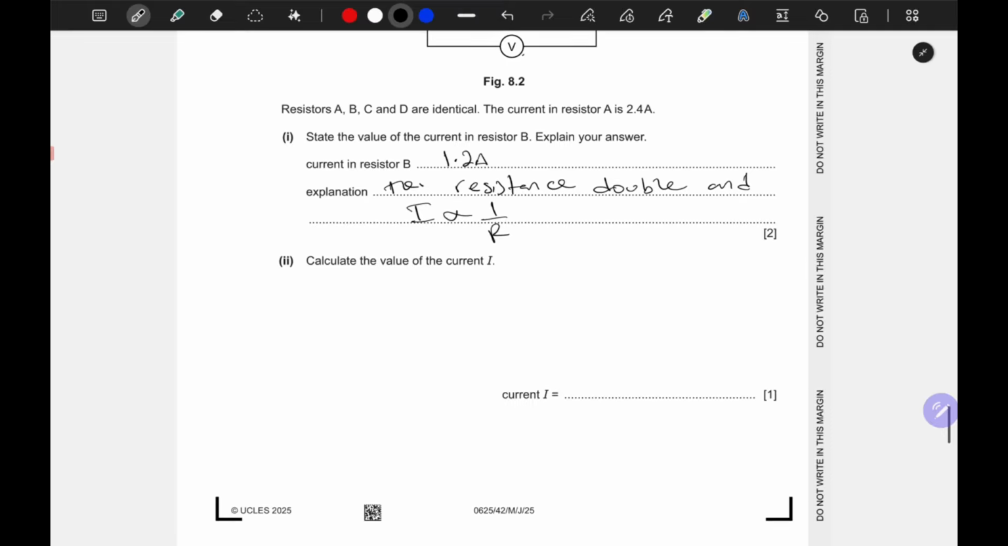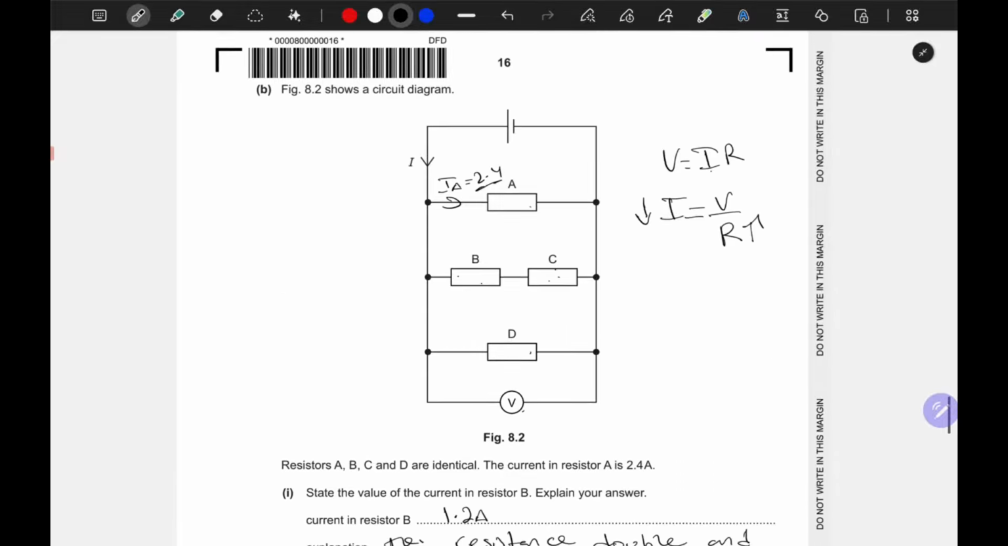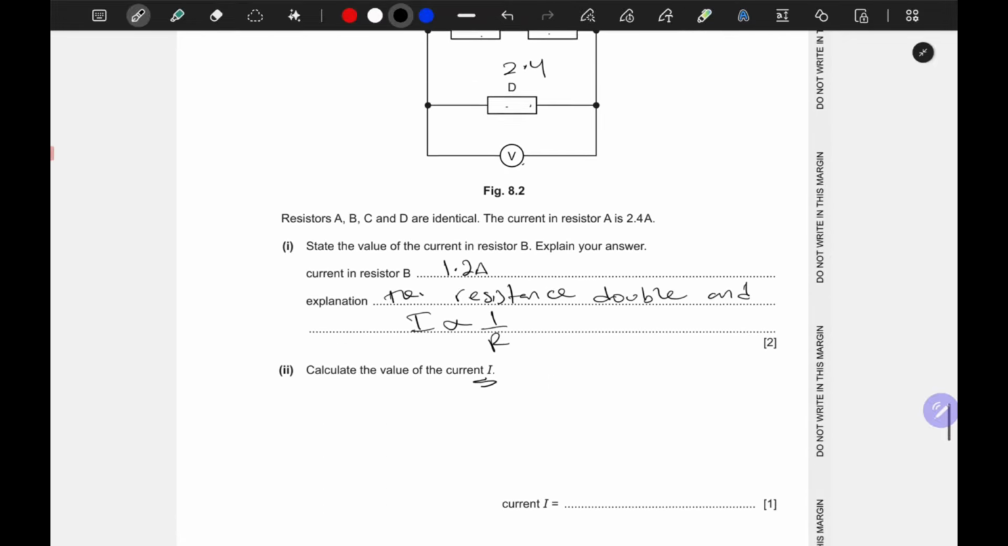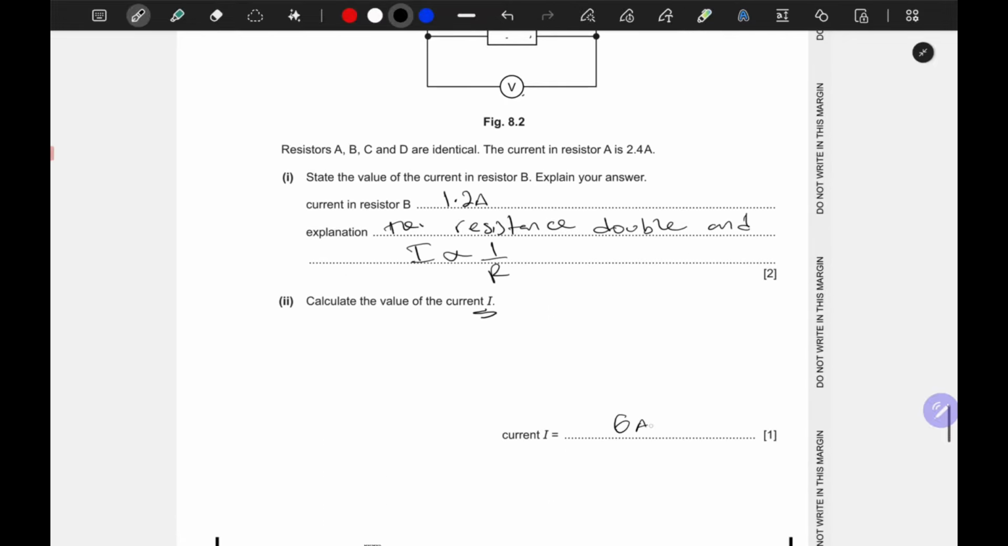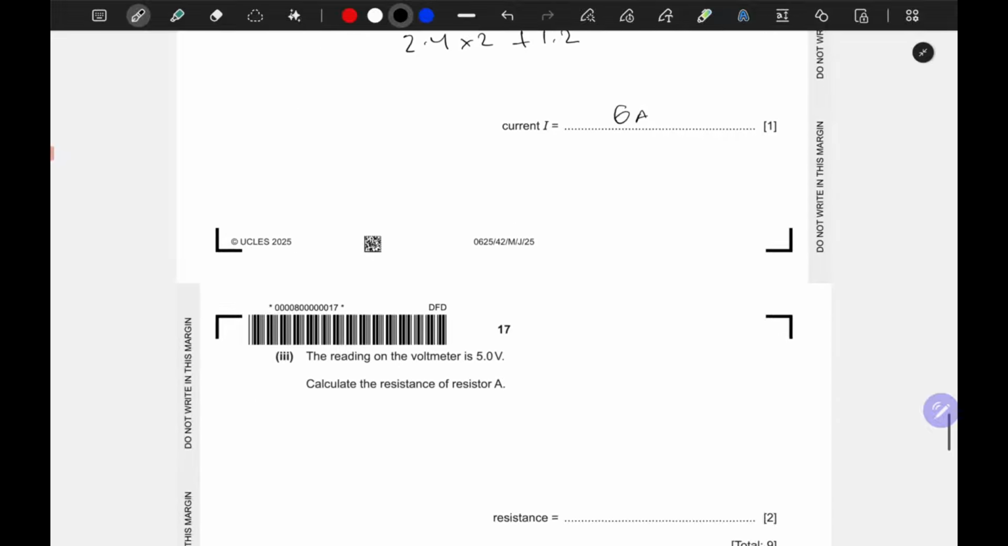Calculate the value of current I. Now we use the same thing. Here it's 2.4, here it's 1.2, and here it's 2.4 because there's only one resistor. So we add 2.4 plus 2.4 plus 1.2. That gives us 6, so it's going to be 6 amps. So 2.4 times 2 plus 1.2. That's how we got 6 amps.